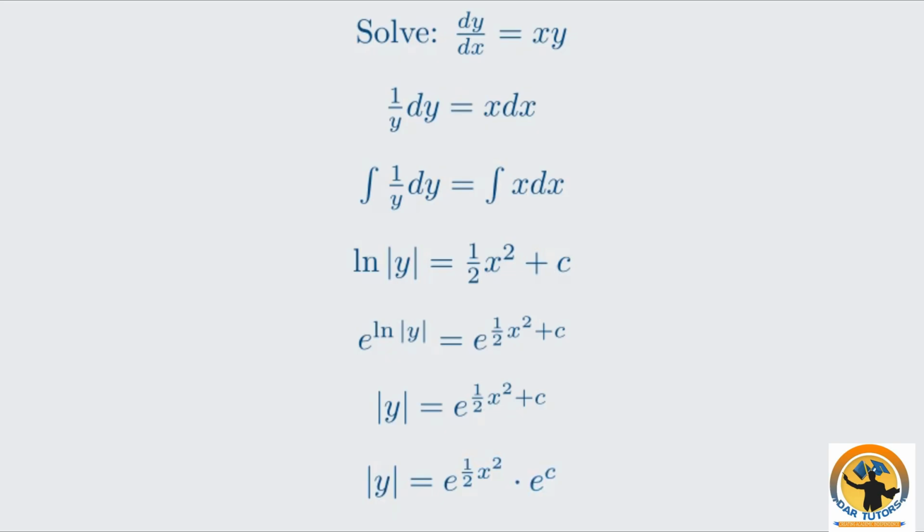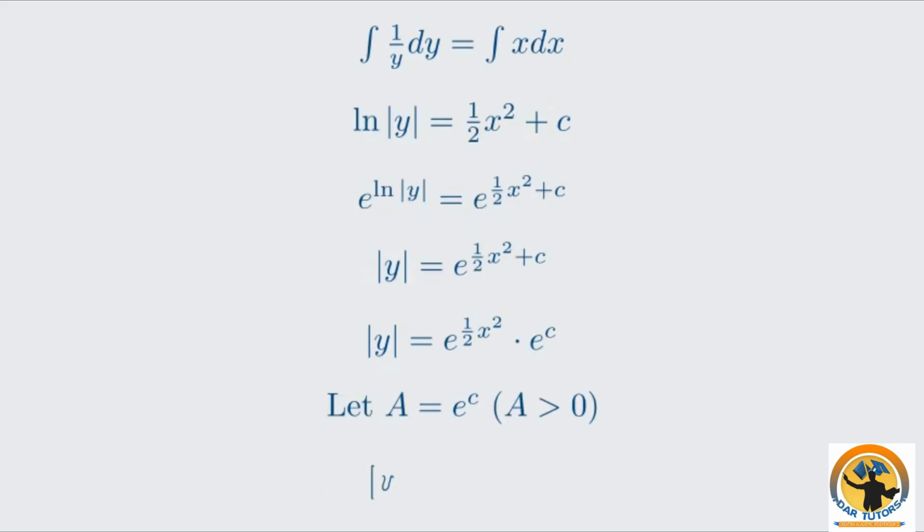Now let's consider the constant e to the power of c. Since c is an arbitrary constant, e to the power of c is also an arbitrary positive constant. We can call it a. So we have the absolute value of y equals a times e to the power of 1/2 x squared, where a is a positive constant. To remove the absolute value, we introduce a plus or minus sign.